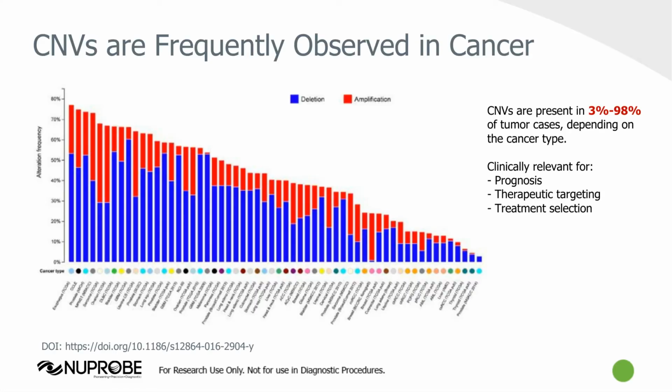Why is CNV so important? From this figure, we can see a broad existence of CNV among all these cancer types, and a high alteration frequency in some specific cancer types like prostate cancer and breast cancer. Detecting these CNV biomarkers can contribute greatly to prognosis and therapeutics.